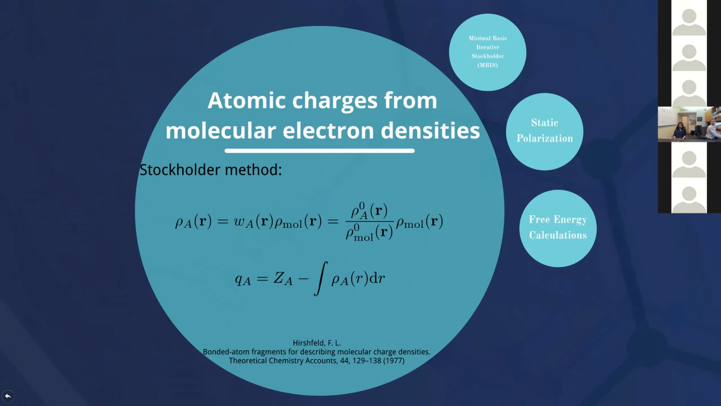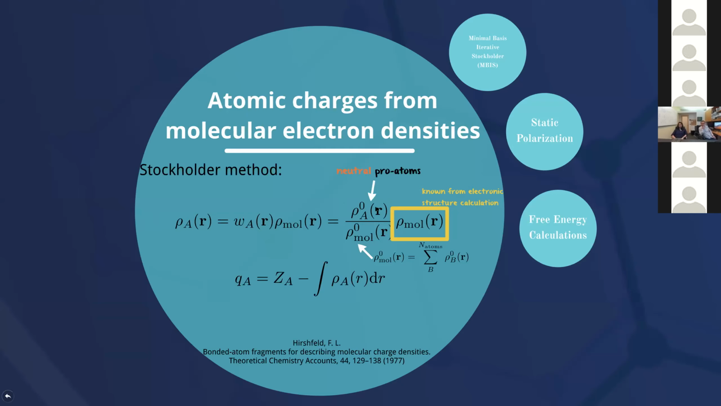As I said, atomic charges are derived from the molecular electron density. We use a method which is quite old, from 1977. It's called the Stockholder method. Basically what we use is the molecular electron density, which we get from standard electronic structure calculations, with DFT, for example. Then this electron density is separated into atomic contributions, which are shown over here. How Hirshfeld proposed to do that was to use neutral pro-atoms, which are basically atoms positioned at their positions in the molecule, and a pro-molecular electron density, which is just a superposition of all these atoms.